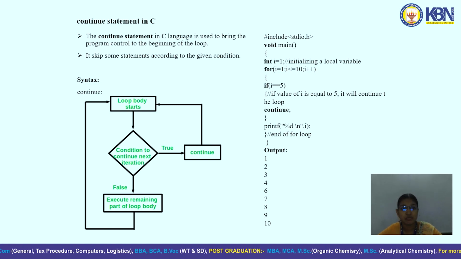Next, the continue statement. Previously we have seen the break statement. Whenever the condition becomes true, the execution will be stopped at the break statement. But with the continue statement, only that one iteration is skipped and the remaining loop will be executed. The continue statement in C language brings the program control to the beginning of the loop. It means it skips some statements according to the given condition.